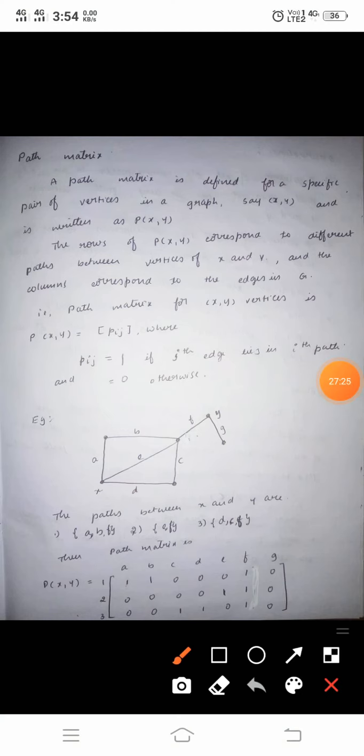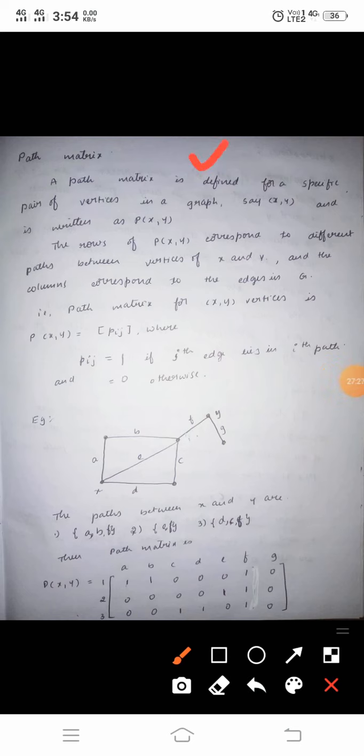Next matrix is the path matrix. How to define a path matrix? Path matrix is defined if there is a path from x to y, and we know that there is not only one path between two vertices. There may be more than one path between two vertices in a connected graph. We'll see how to define the path matrix.